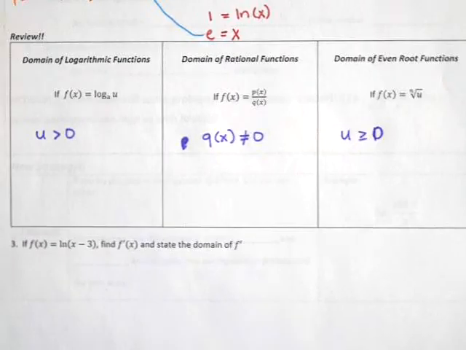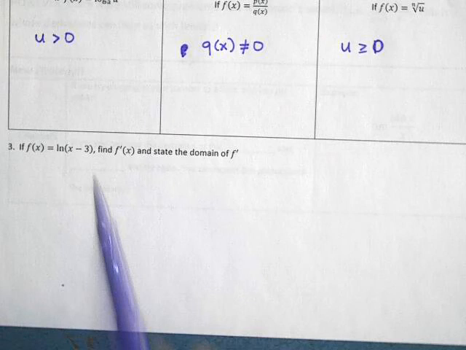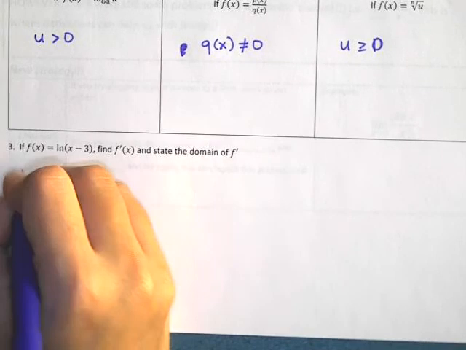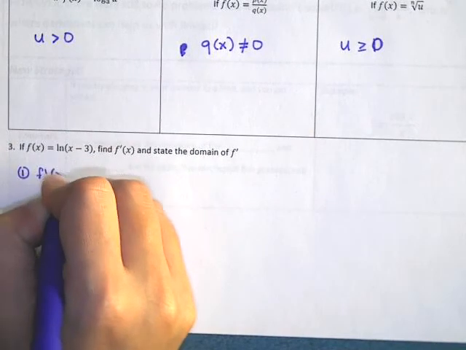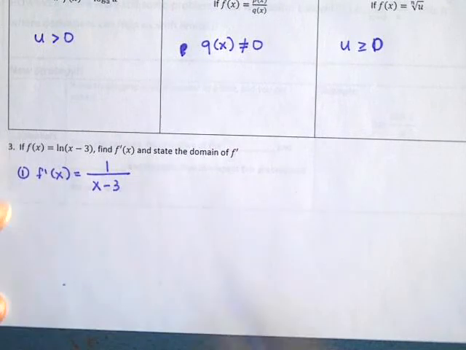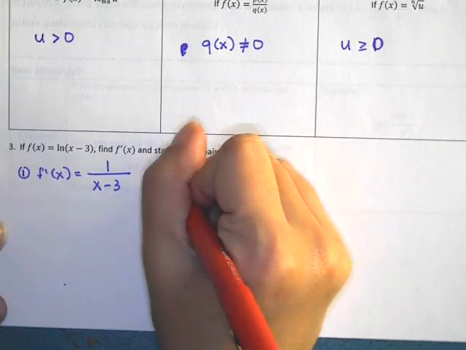So, if your function is the natural log of x minus 3, find the derivative and then state the domain of the derivative. Well, let's start with just finding the derivative. The derivative of natural log would be 1 over the stuff times the derivative of the stuff, which in this problem would just be 1. But here's the thing. Your derivative cannot exist in a place where the original function did not exist.